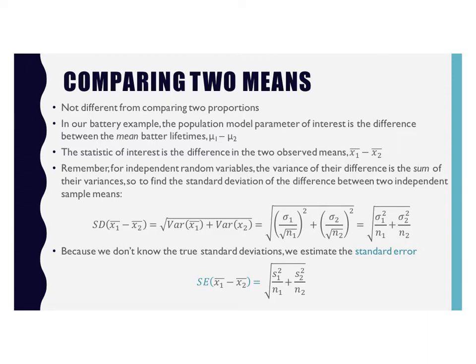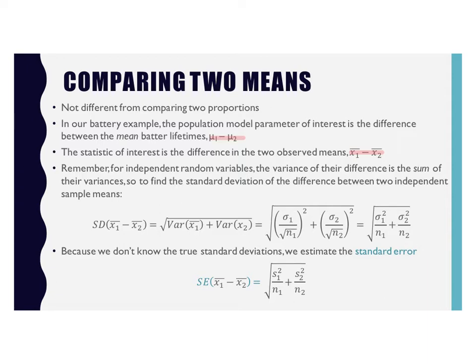In our battery example, the population model parameter of interest is the difference between the mean battery lifetimes, mu sub 1 minus mu sub 2. The statistic of interest is the difference of the 2 observed means. That would be x bar 1 minus x bar 2.